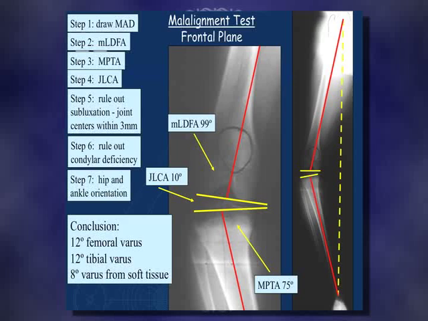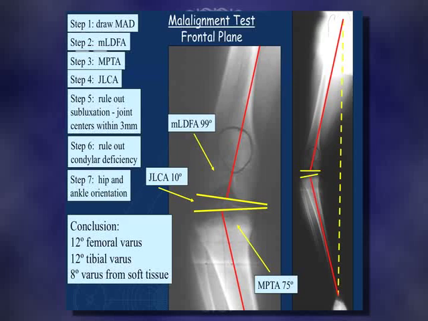And so we have to decide as surgeons, what are we going to address? Are we going to just do a tibial osteotomy? Are we going to do just a femoral, do both? Should we do something to deal with the ligaments also? And so we don't see any intra-articular deficiency. There's no depressed medial plateau here. And last but not least, we should look at the hip and ankle orientation.